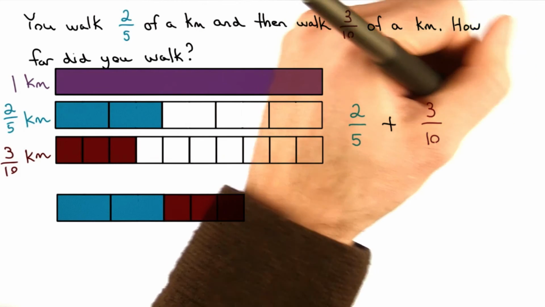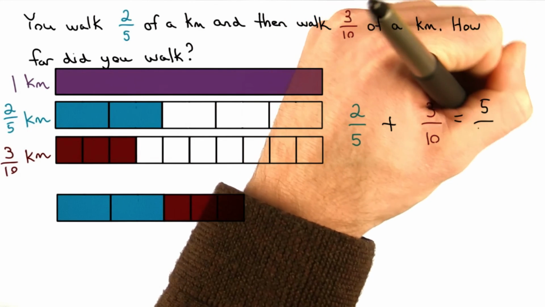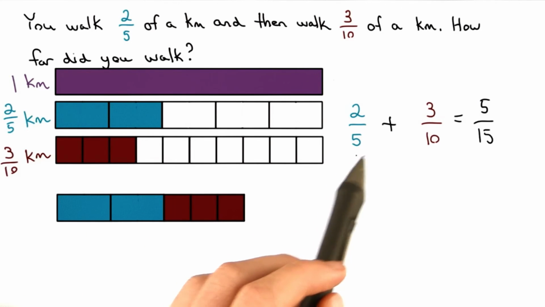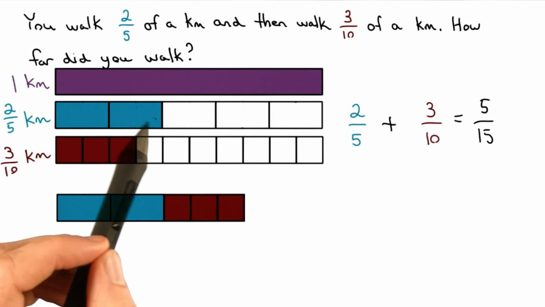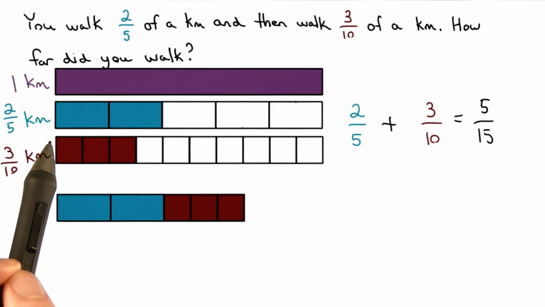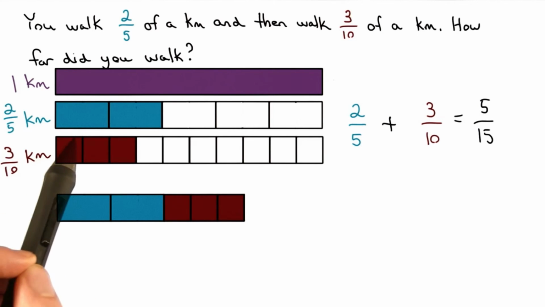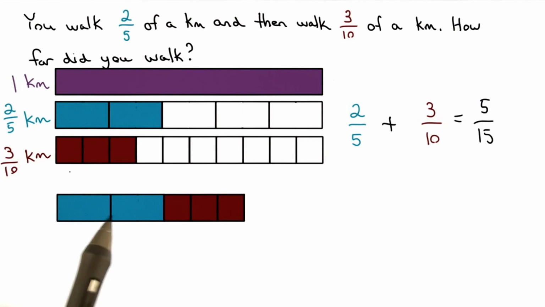Don't fall into the trap of thinking this is 5 out of 15. I don't have 15 equally divided regions here. Even though I have 5 of them, they're not equally spaced. I can't add 2/5 and 3/10 together because I'm not dealing with the same dimensions or lengths. I know 1/5 of a kilometer is actually longer than 1/10 of a kilometer. So I can't simply add fifths and tenths together.